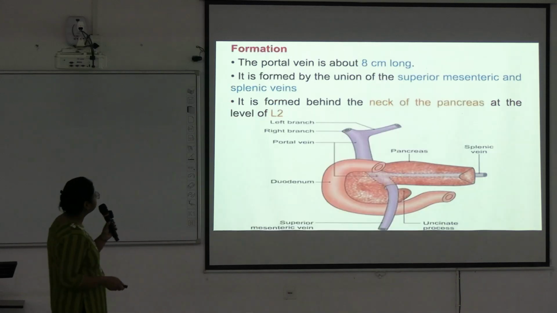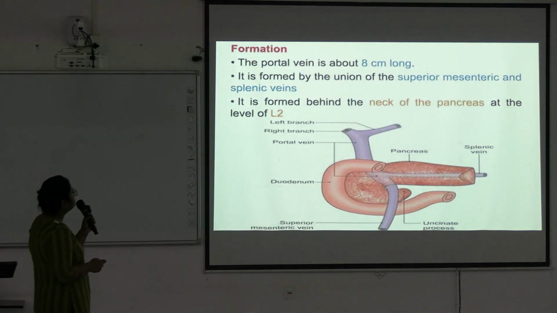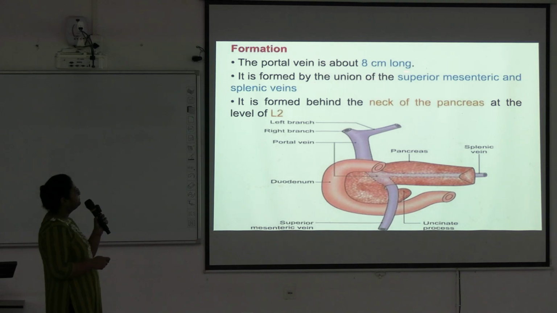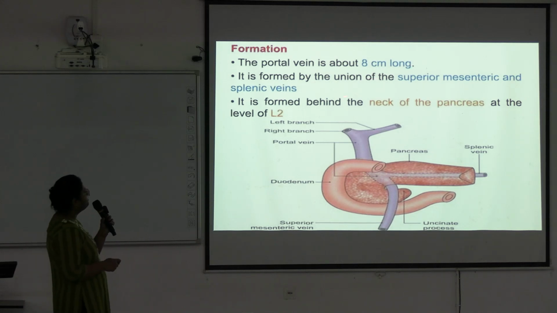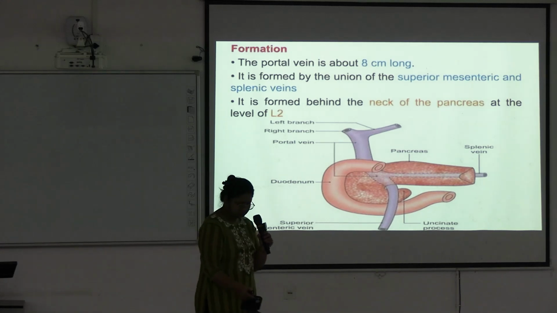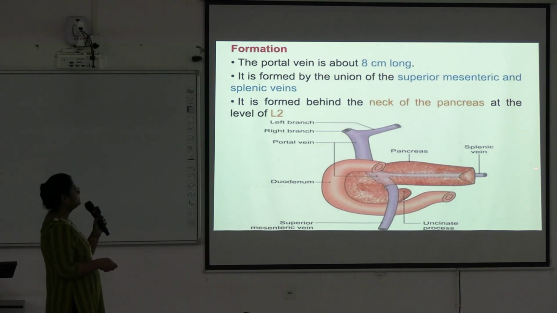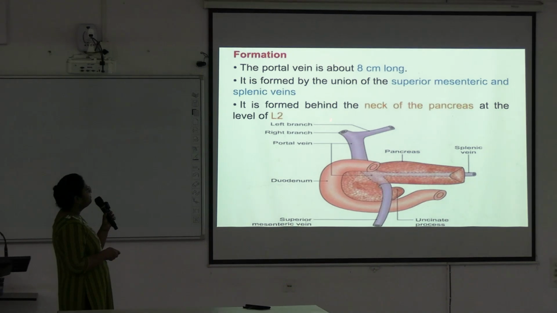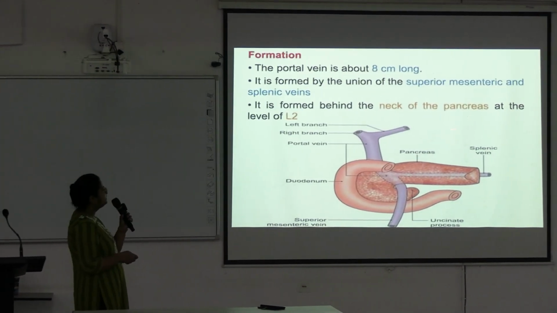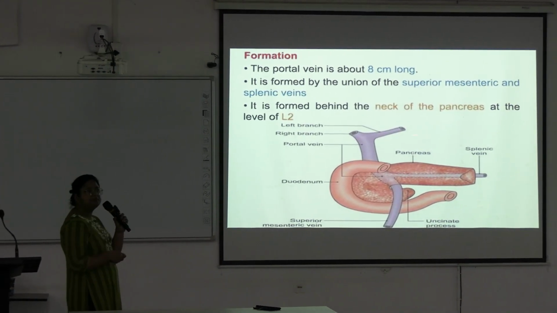Next. The portal vein is about 8 centimeters long and it is formed by the union of the superior mesenteric and splenic veins. See, this one is the portal vein. It is formed by the union of these two veins, the splenic vein and superior mesenteric vein, behind the neck of the pancreas at the level of L2.